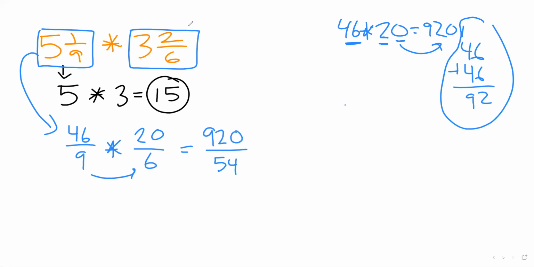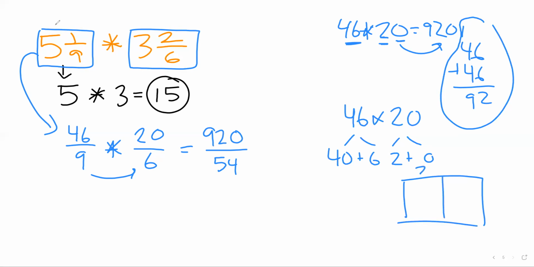The other way we can do this, if you need, is to think about expanding it out and using the area model. So I'd have a 20 and a 40 and a 6. 2 times 4 is 8, so that's 800. 2 times 6 is 120. And if I added those two together, I get 920. So yes, this still works. Okay, cool.